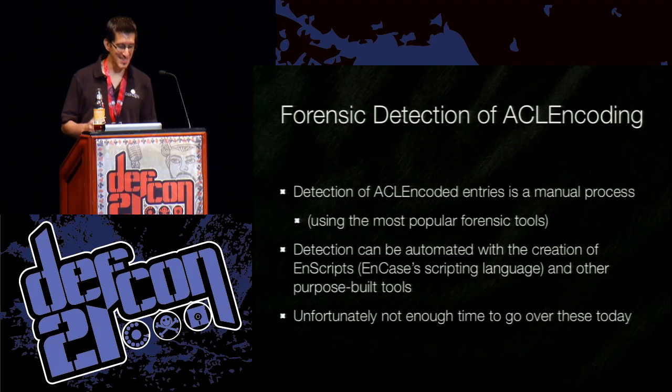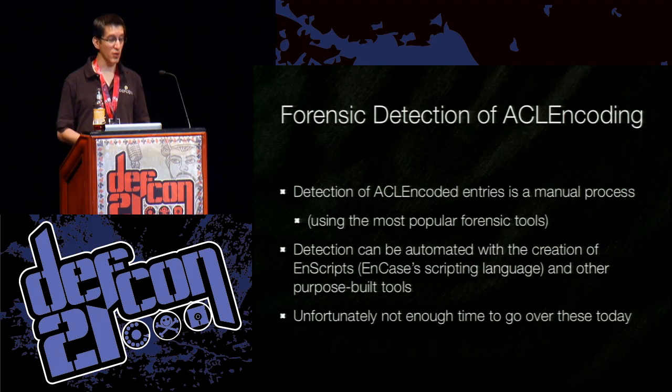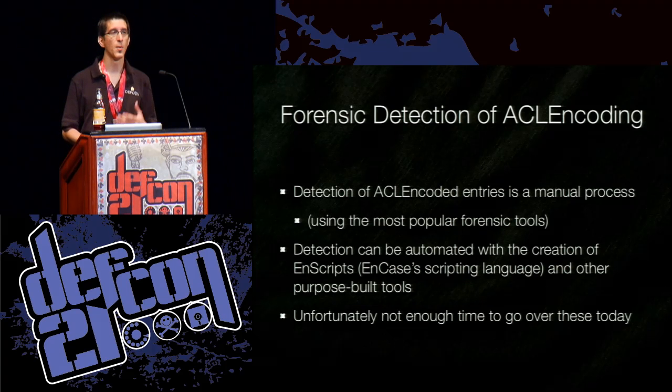So the forensic detection of ACL encoding is a very manual process using the most common tools in a forensic investigator's toolkit. Sure, there are other tools that may be able to view access control lists more readily, but they aren't the standard go-to tools for forensic investigators.